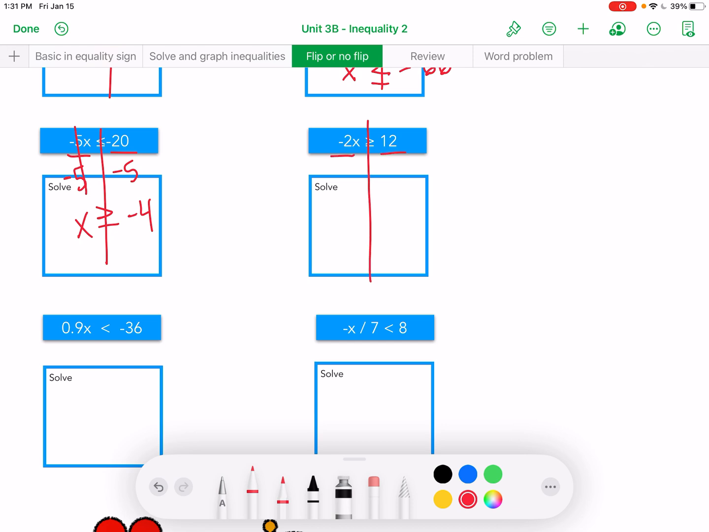We are going to divide both sides by -2. We need to flip our inequality. X is less than or equal to -6. Y'all need to be super fluid with these concepts.